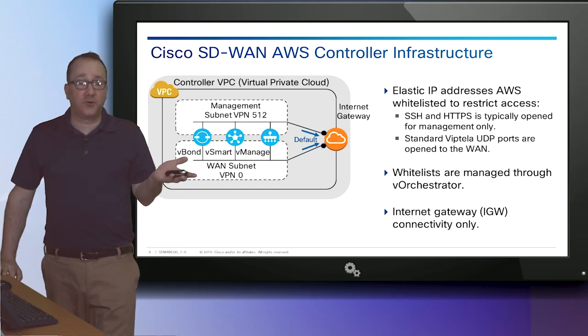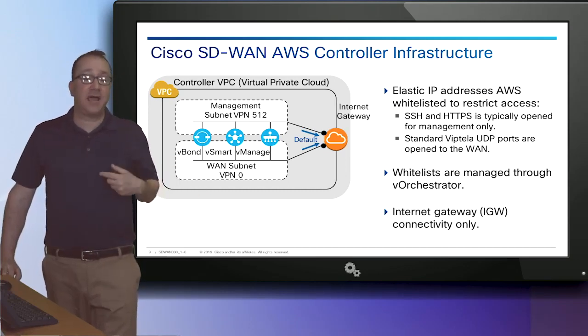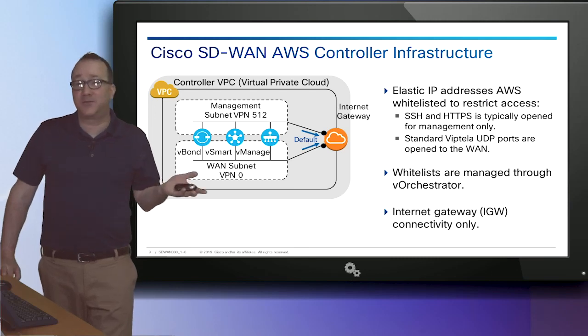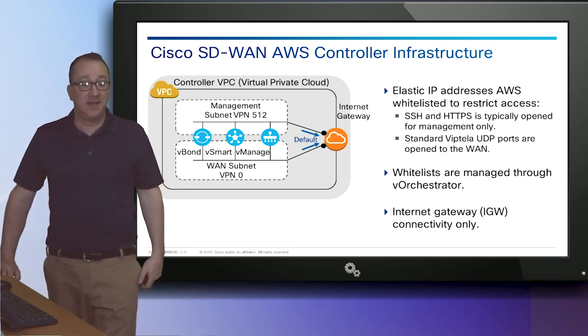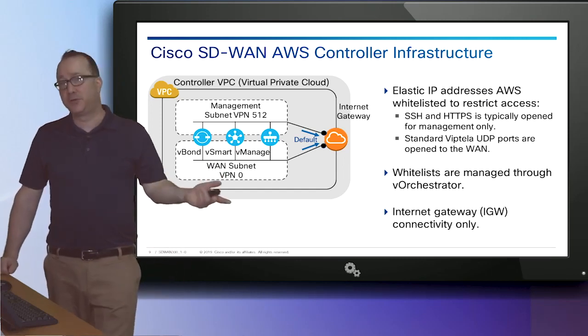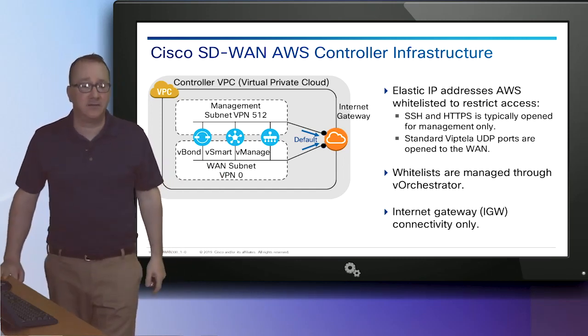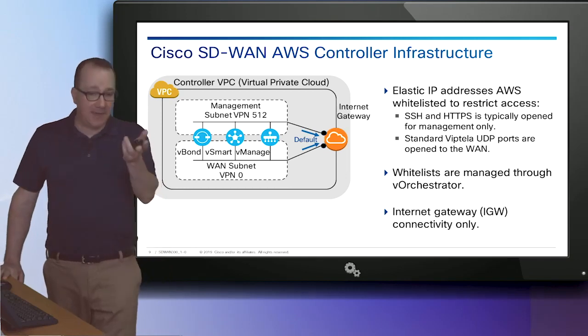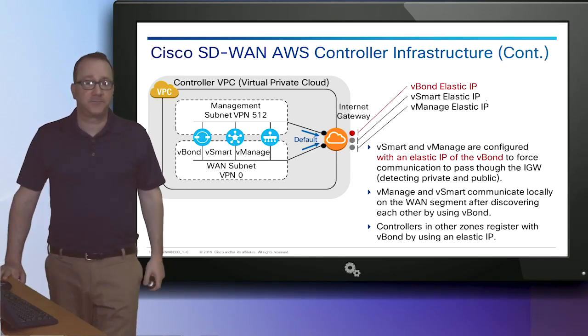Access, of course, to the controllers is going to be whitelisted, such that only legitimate IP hosts can access the controllers. On the management interfaces, access is typically restricted to Secure Shell and HTTPS. On the WAN interfaces, access is restricted to the standard Viptela UDP ports, which we'll discuss later when we get into the details of the vEdge. And the whitelists are going to be managed through the vOrchestrator.